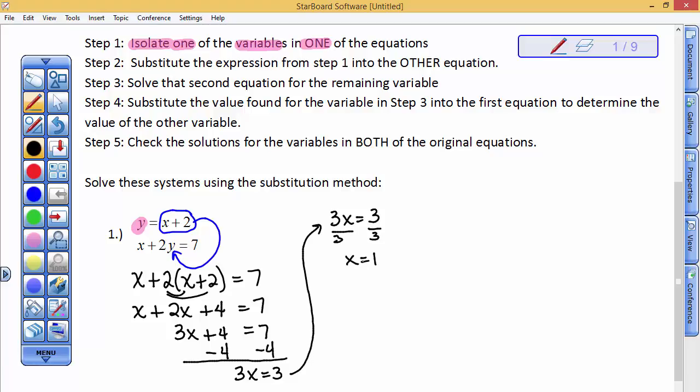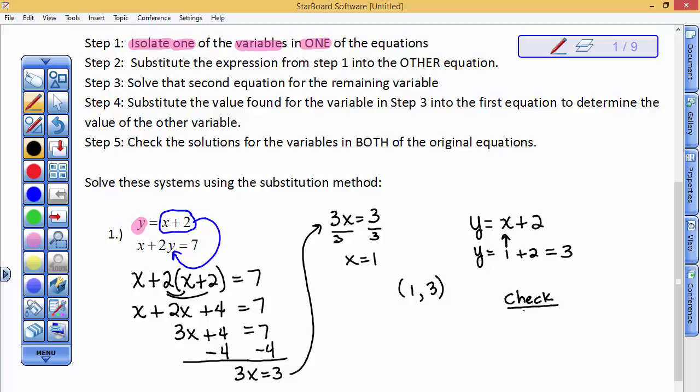Step number 4, substitute the value that you just found for x in this case and put it into the first equation right here, the y equals x plus 2. Now you could put it into either equation, but the first equation you had isolated y and you found out that it was equal to x plus 2. So now to find y you could substitute in a 1 for x, add 2 to it, and get 3 for a solution. Please state your answer as an ordered pair. So x is 1, y is 3, and then would you always remember to check your answers for x and y into the original equations.